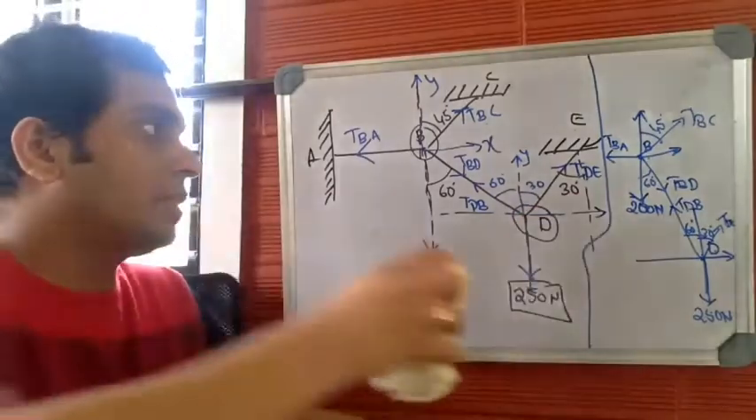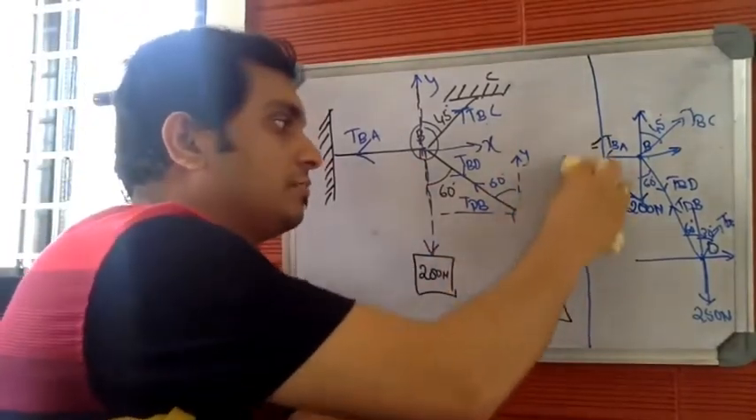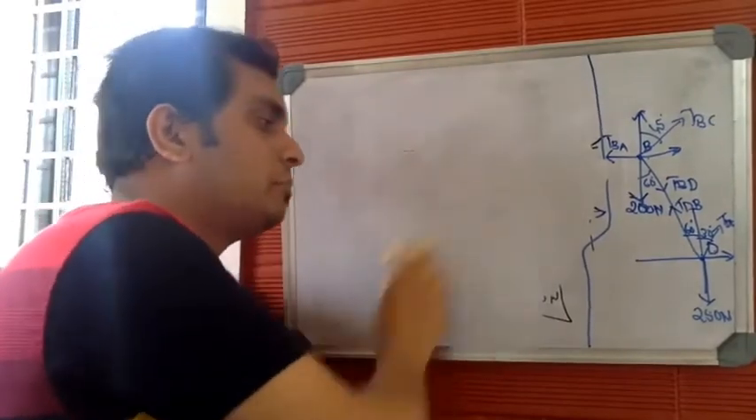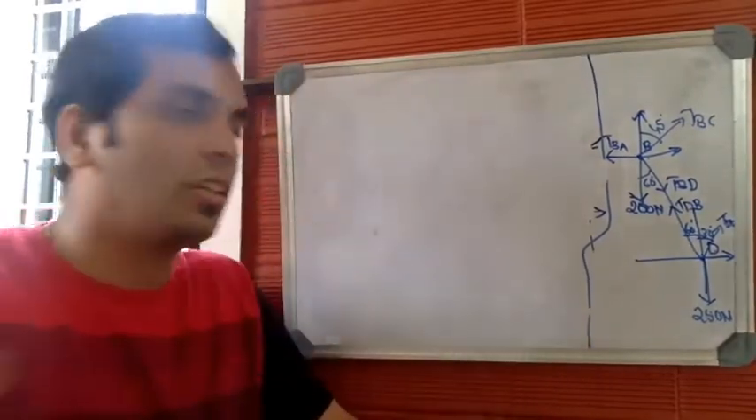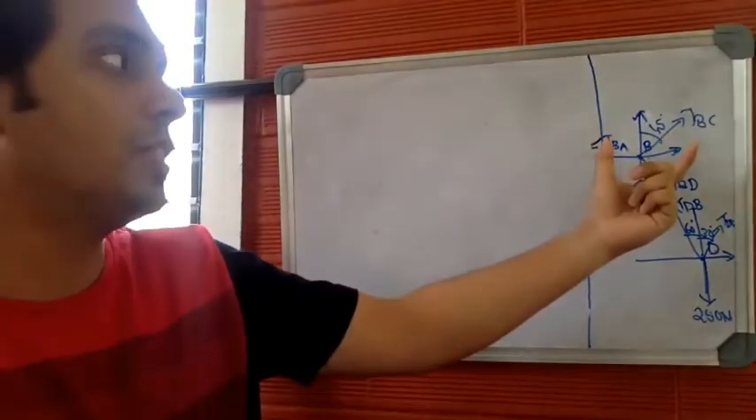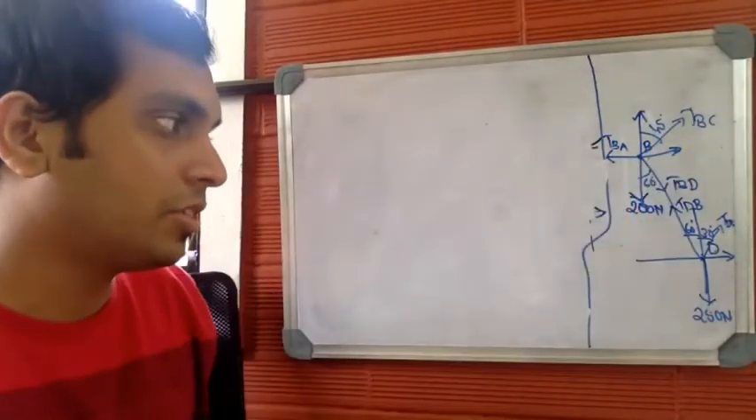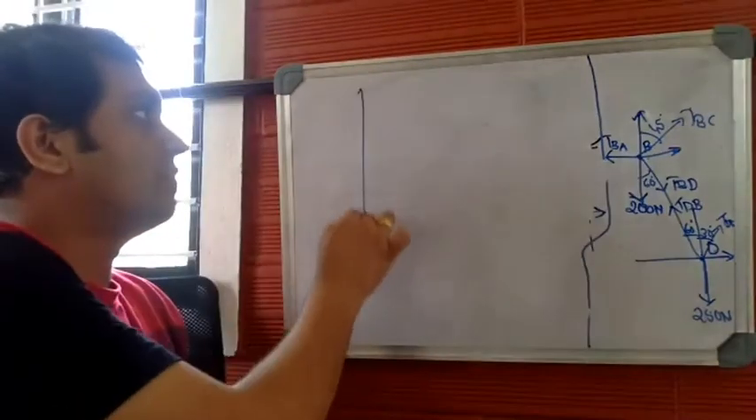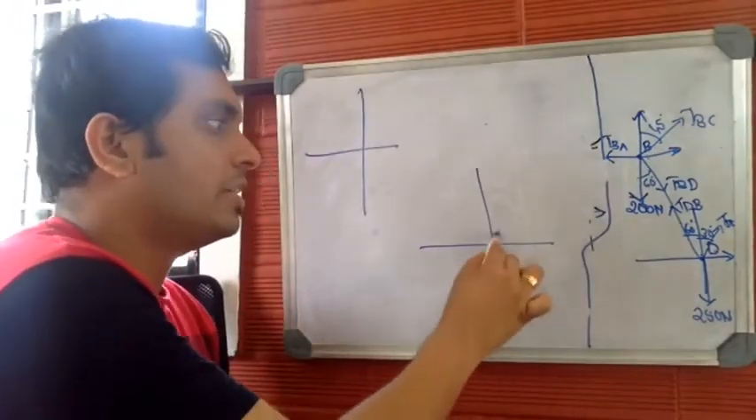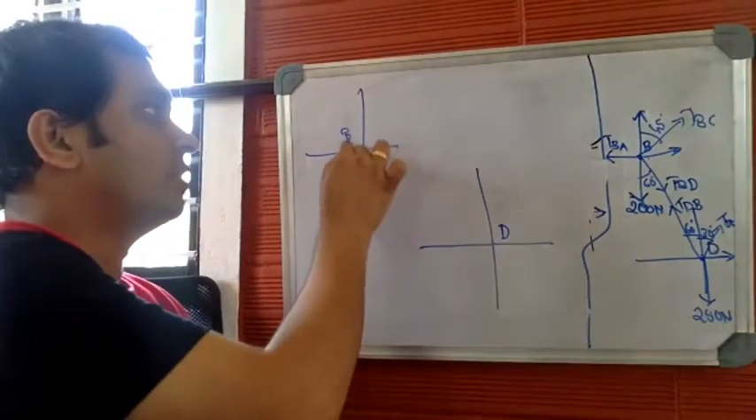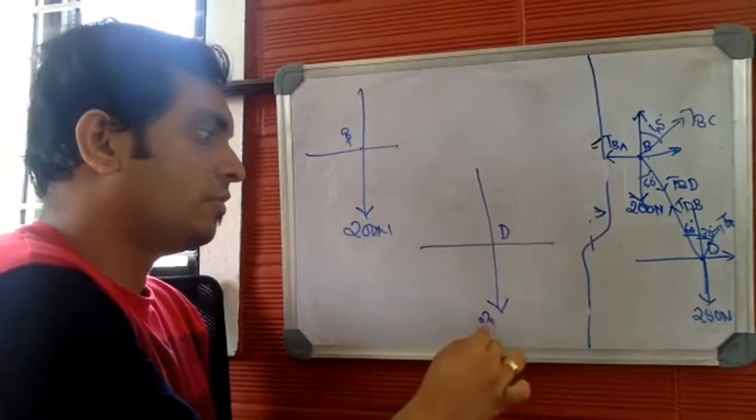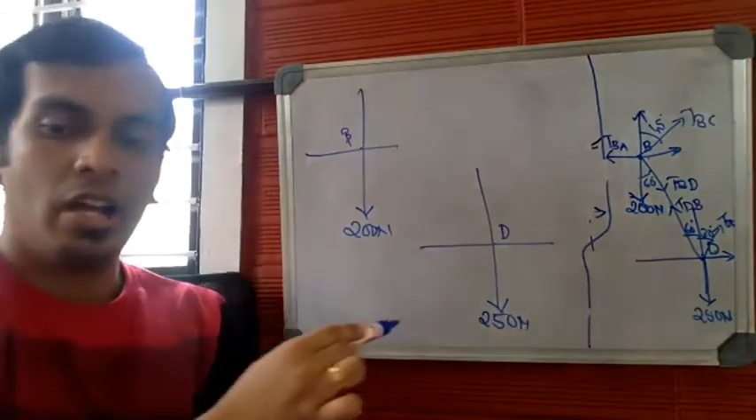Now, let me draw this free body diagram properly once again. Once you draw the free body diagram, you'll be selecting that particular junction or free body diagram. You have two free body diagrams here. The first is concerned with junction B, and the second is concerned with junction D. This is the free body diagram of junction B. Let me draw it properly. This is the free body diagram of junction D. B and D. Suspended load 200 newtons, suspended load of 250 newton magnitude.